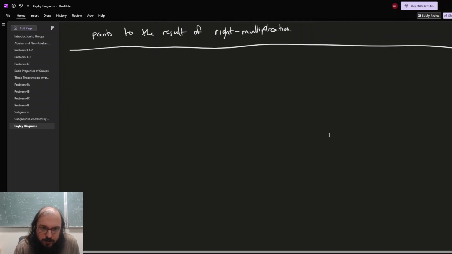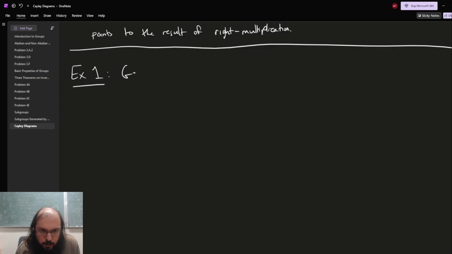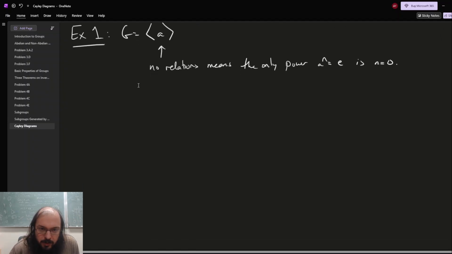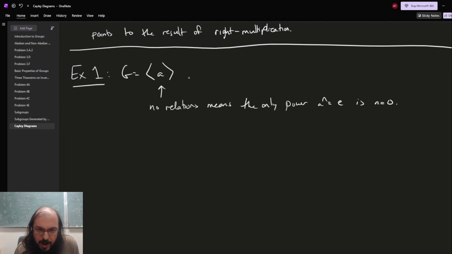First example, very simple. We're going to look at a cyclic group generated by one element and no relations. So last time we had relations like a squared equals e or b cubed equals e, and that's going to be the other example we look at, but no relations here in particular means the only power of a which is equal to e is n equals 0. And so to draw this, we have to start by coming up with what the elements of this group are.